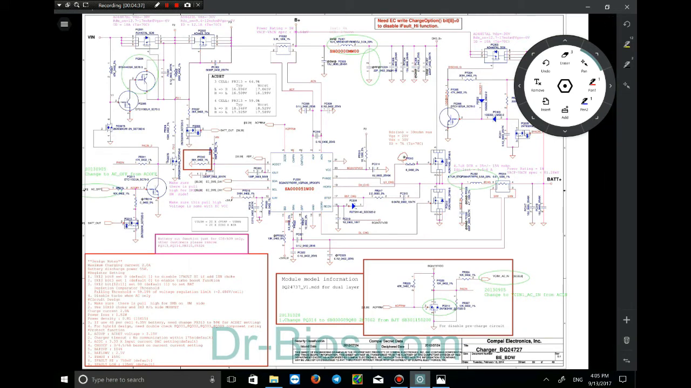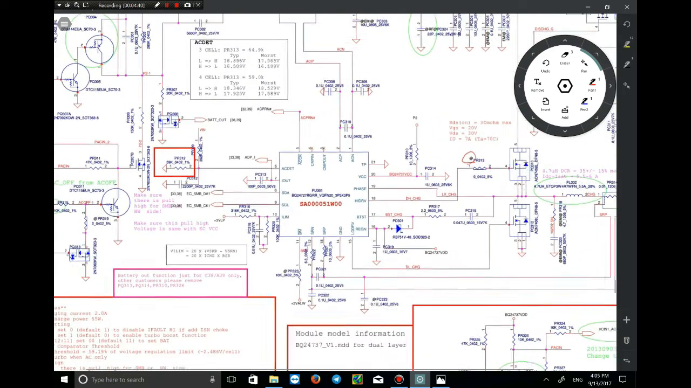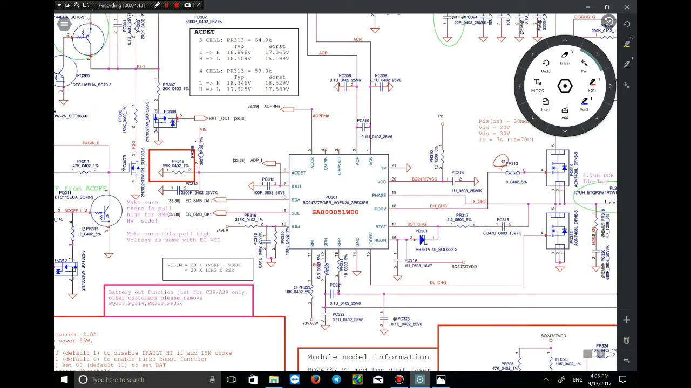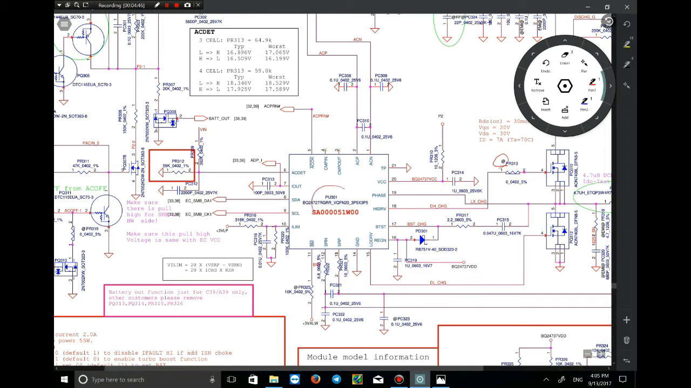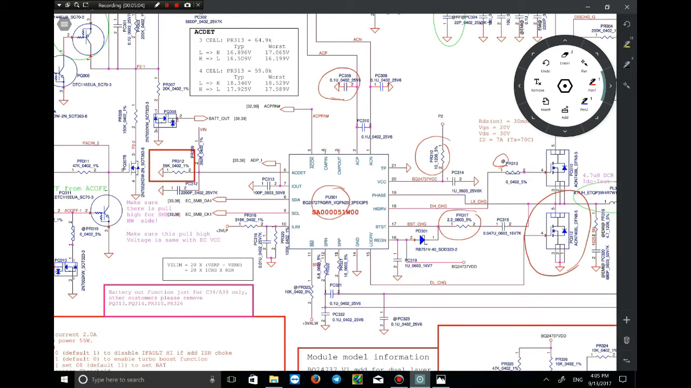There are codes 300 and over than that on page 31 as well. As you see, PU 301, PR 310, PC 308. All of them start with 300. PR 317, PQ 312. As you see, all the components start with 300. So this is related to the charger block and the common block of DC and AC.